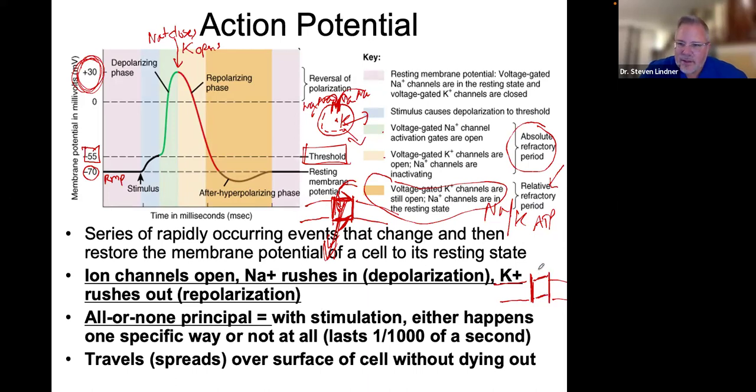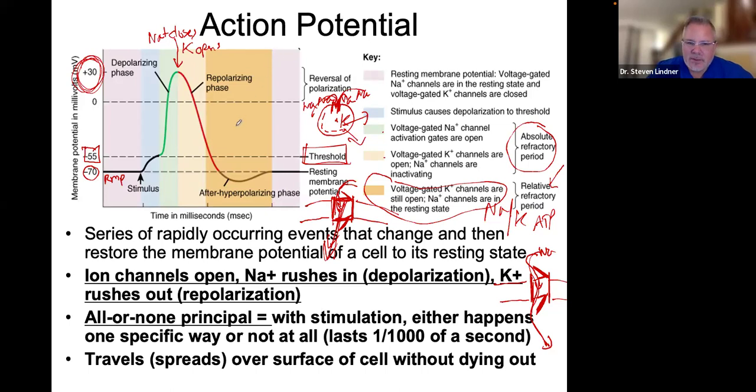When the inactivation gate is open, that's what lets some sodium in, enough to reach threshold. But once minus 55, or the threshold, is met, then the activation gate opens and the sodium can rush all the way intracellular. Okay, so this is the curve that takes place with an action potential.